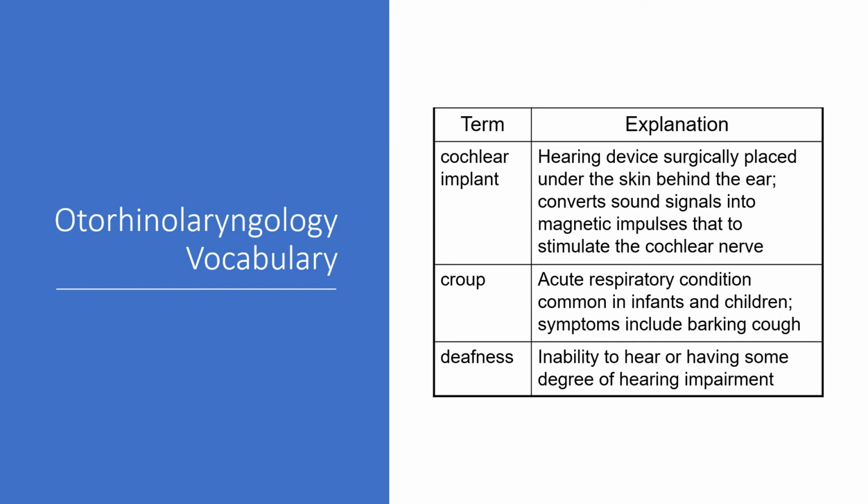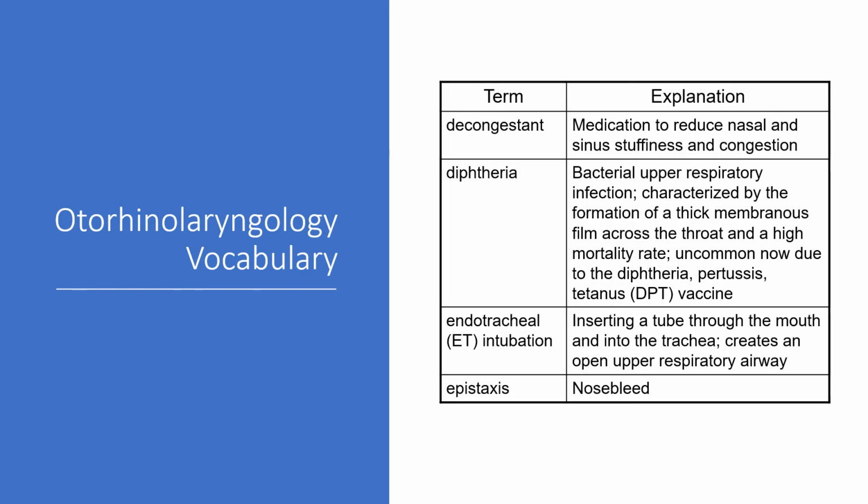Croup is an acute respiratory condition in infants and children, and symptoms include a barking cough. Deafness is the inability to hear or having some degree of hearing impairment. A decongestant is a medication used to reduce nasal and sinus stuffiness and congestion.